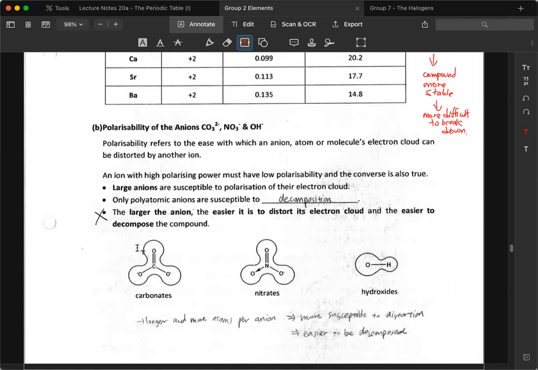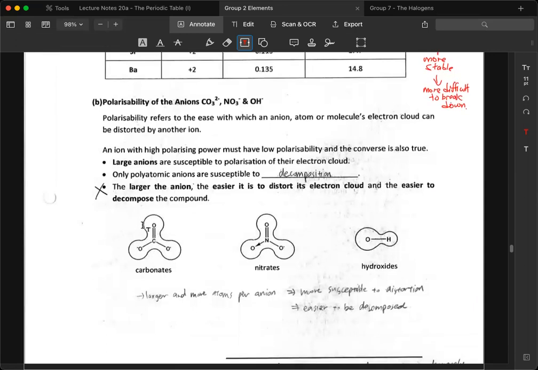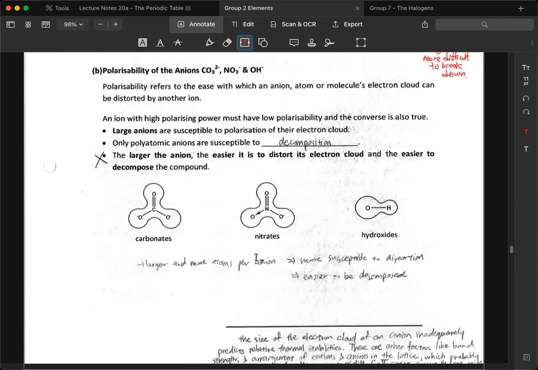So large ions are susceptible to polarization of their electron cloud. Only polyatomic anions are susceptible to decomposition. All right, so only polyatomic ions. The larger it is, the more easily the electron cloud can be distorted. So the larger the anion, the easier it is to distort the electron cloud and the easier to decompose the compound. So the larger and more atoms per anion, the more easily electrons can be polarized. More electrons are moving randomly, so they are more susceptible to distortion.